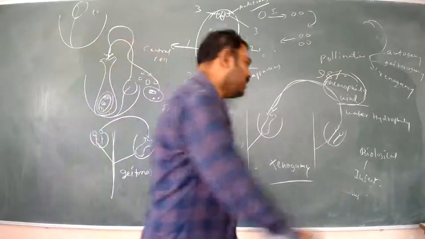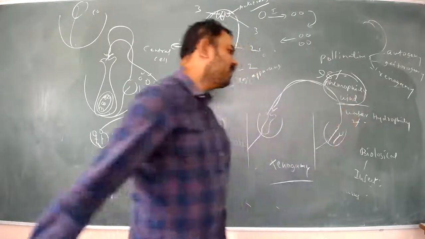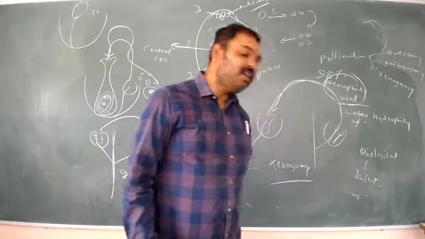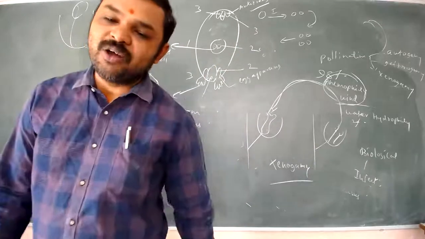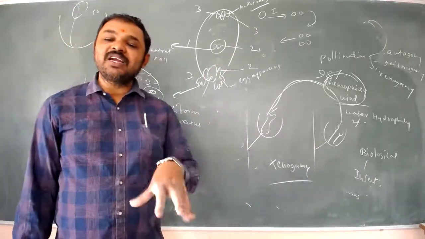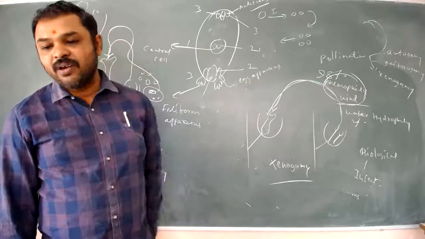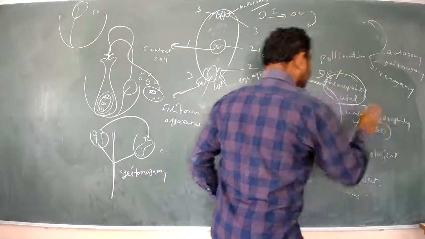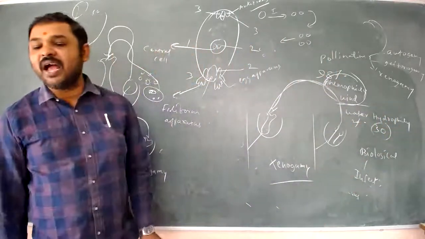In non-biological agents, what would be there? 2% by water. But of this total pollination, how will it be there? Biological agents, entomophily only. Non-biological agent, the majority of pollination is done by wind. Hydrophily, how many genera are involved here? Mostly 30 genera of monocots are involved in hydrophily.